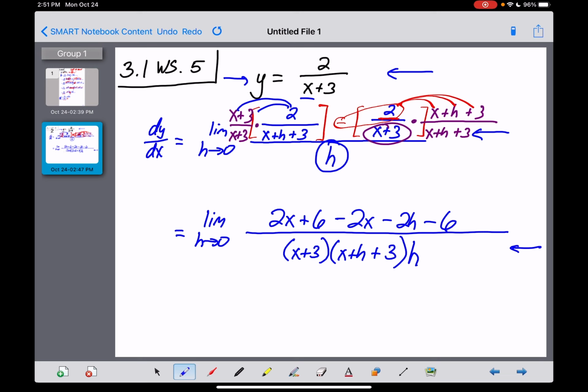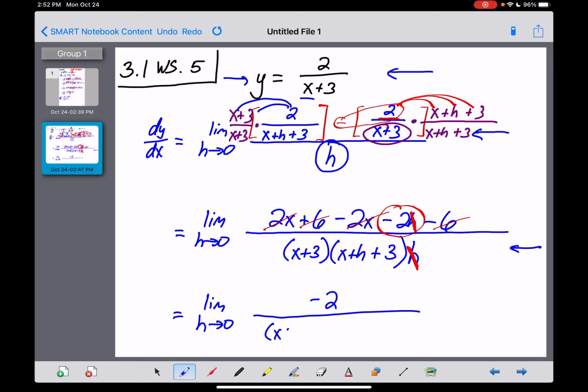Now, have we made any progress? Well, I certainly hope so. Let's see what happens in the numerator. The 2x and the minus 2x cancel. A plus 6 and a minus 6 cancel each other out. And we're now left then with just a minus 2h up in the numerator. And since that's the only term that's left in the numerator, this h right here can cancel out with this h right here. And that, you guys, I think is what we were waiting to have happen. I think we got it already. So where are we then? If that h canceled in the top, we're left with a negative 2.